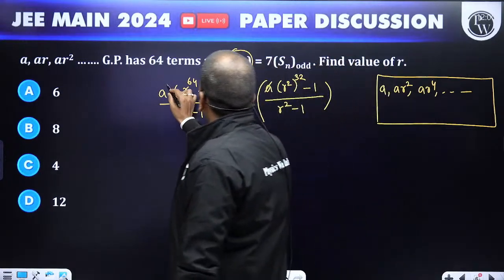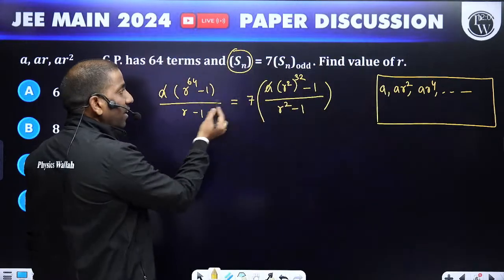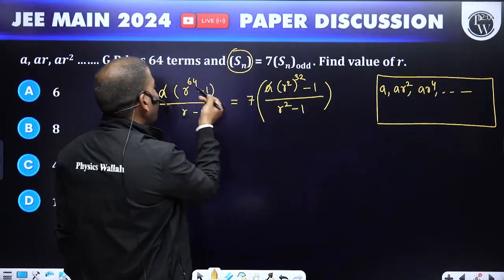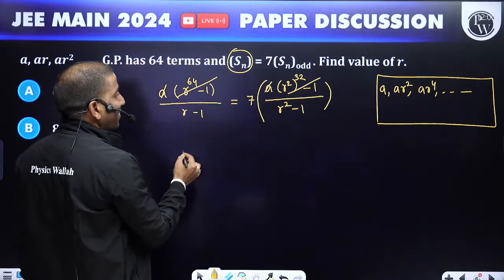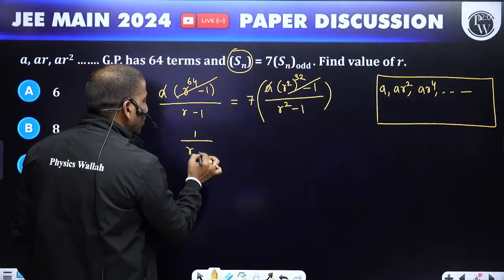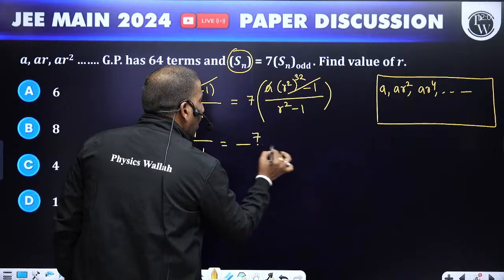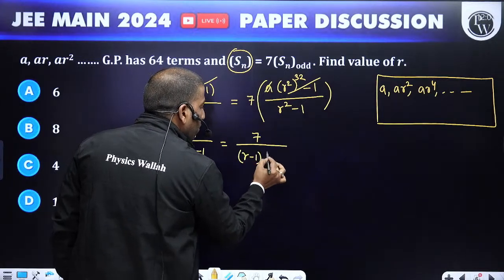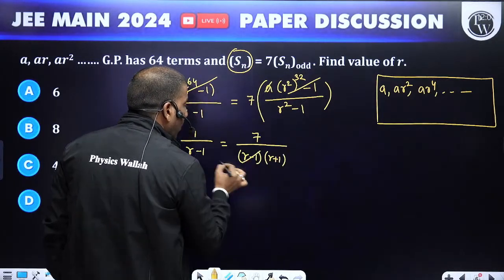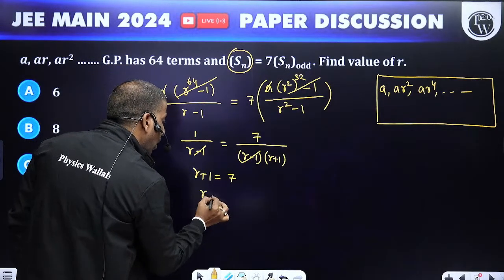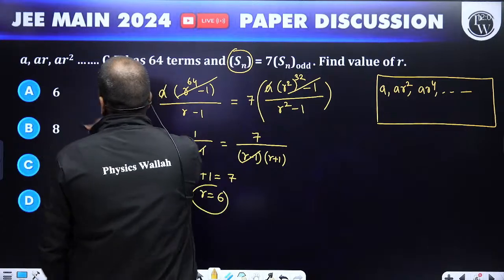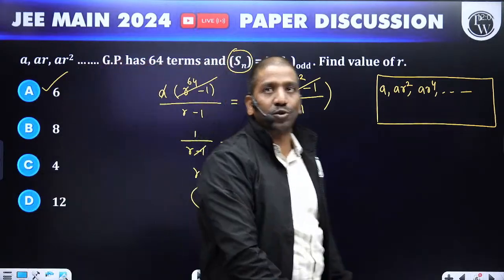So A got cancelled. Luckily, this is also R power 64 minus 1, here also R power 64 minus 1, so both got cancelled. And 1 by R minus 1 equals 7 by R square minus 1, which is nothing but R minus 1 times R plus 1. R minus 1 again got cancelled. So we got R plus 1 is equal to 7, R is equal to 6. Again, A is our option.